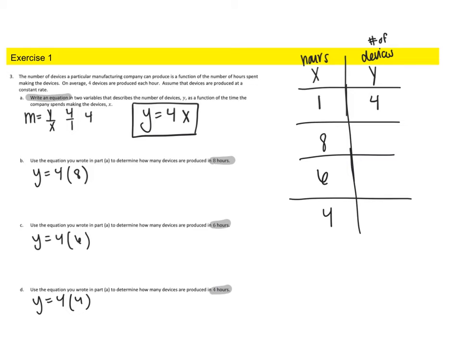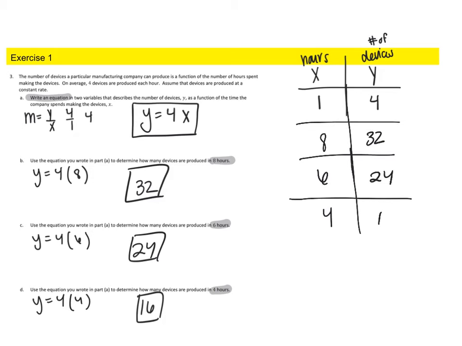Our answers for all of these are the first one, 4 times 8 is 32 devices are produced in 8 hours. The second one, 4 times 6 is 24. So 24 devices are produced in 6 hours. And the last one, 16. 16 devices are produced in 4 hours. Let me know if you have any questions before we move to the next screen.